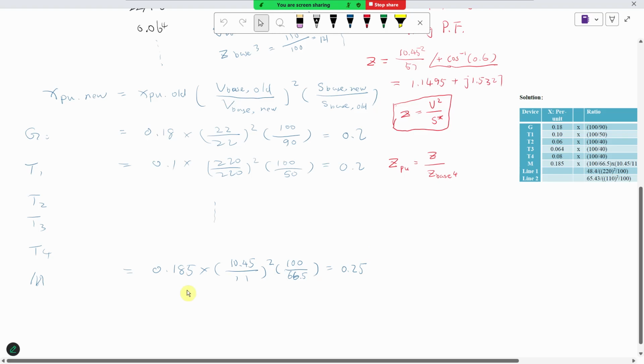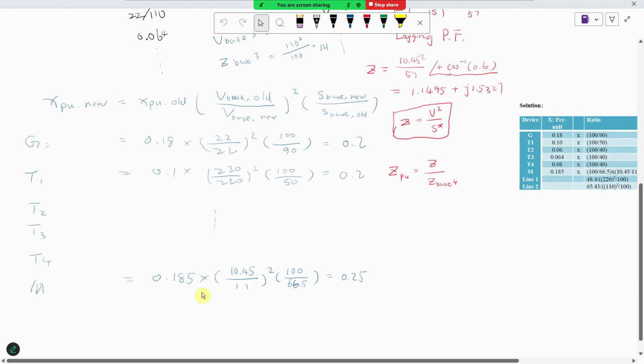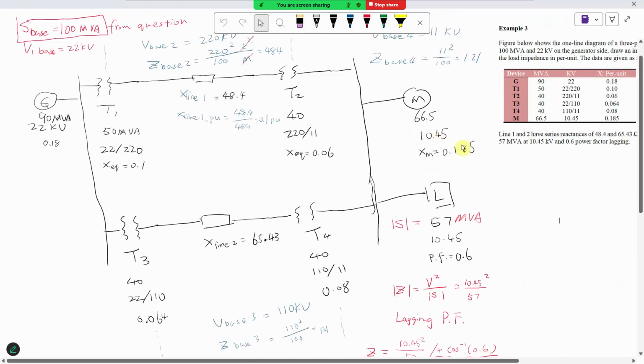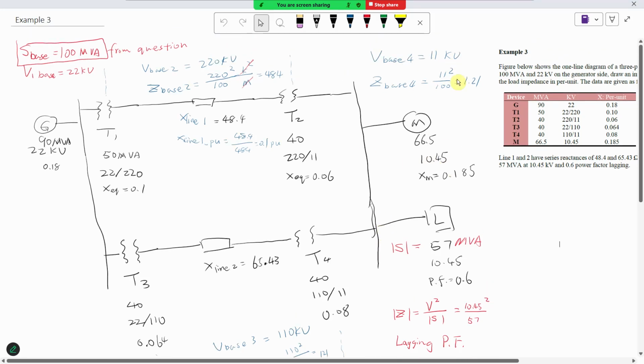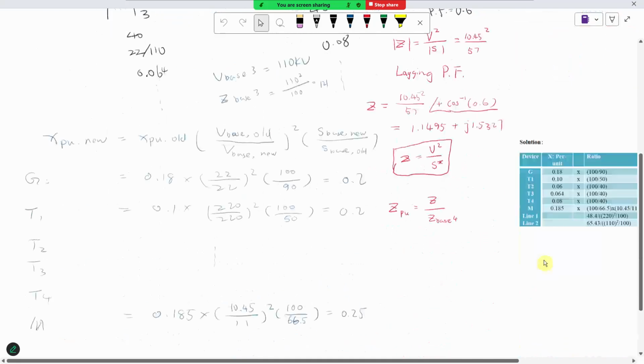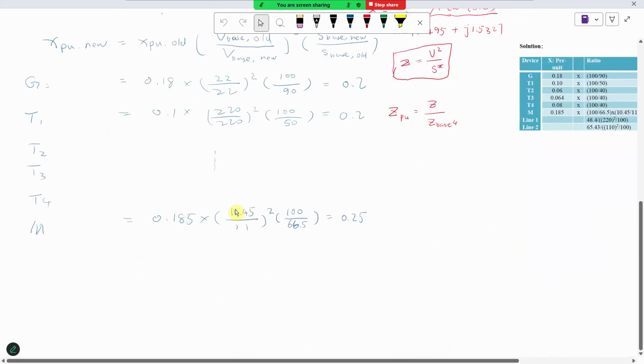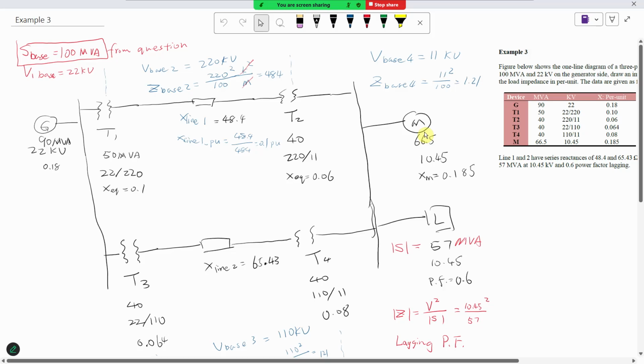I'm going to skip that. For the motor, a bit different. The given is 0.18, you can see from here. The nominal voltage is 10.45, but the new base for this region is 11, so that's a bit of a difference. So you do the old voltage base over the new voltage base, squared, multiplied by the new power over the old power. You do the calculation, and that's the new per unit number for the reactance for the motor.